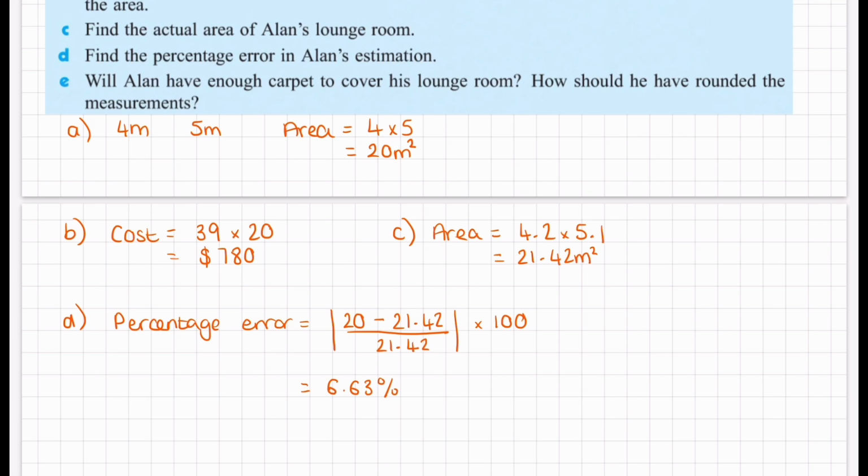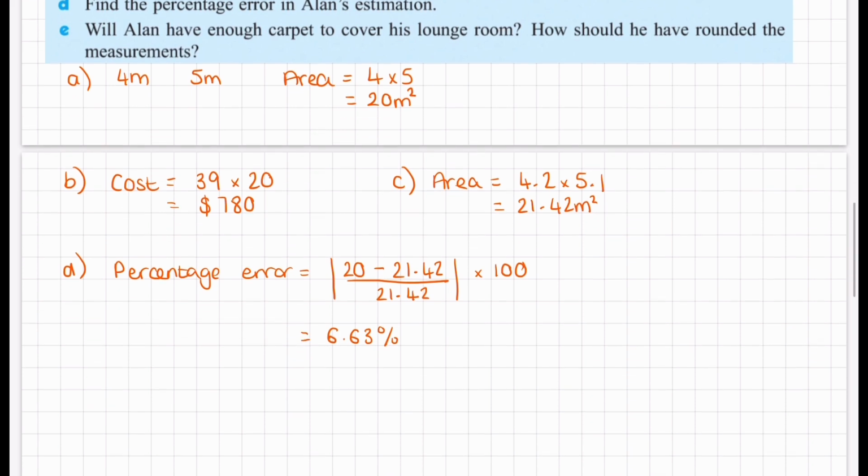Now, will Alan have enough carpet to cover his lounge room? How should he have rounded his measurements? So Alan has only 20 metres squared of carpet. So he doesn't have enough because the actual area is 21.42 metres squared. So in this situation, he should have rounded up to make sure he had enough carpet. And you just need to write that in some type of sentence.